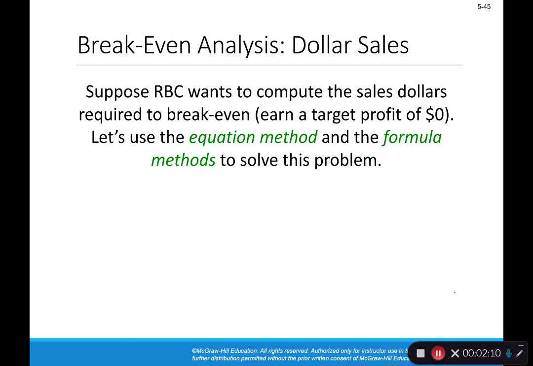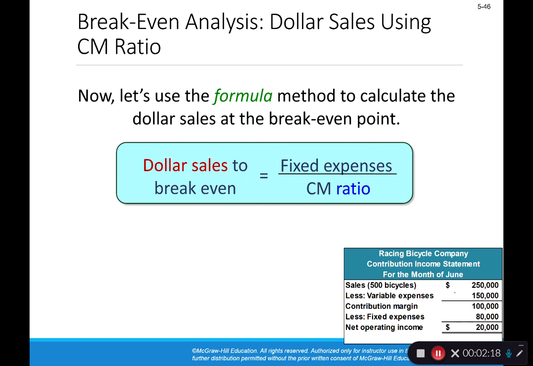So we could get it in dollars using either the equation method or the formula method. We're not going to use the equation method. We focus on the formula method. We can either take our answer in units and multiply it by the selling price, as I already did, or we can use this formula: fixed cost divided by the CM ratio. When we divide by the CM per unit, we get the answer in units, but when we divide by the CM ratio, we get the answer in dollars. So if we take the 80,000 fixed cost and divide it by the CM ratio, which, if you remember, was 40%, that's going to get us the answer in dollars, which is 200,000.